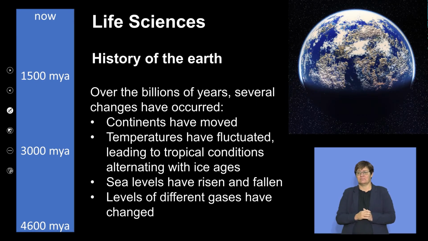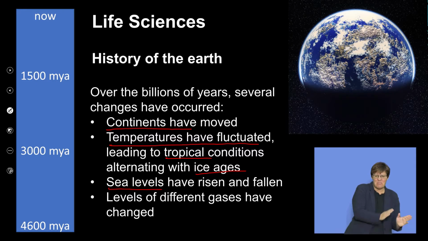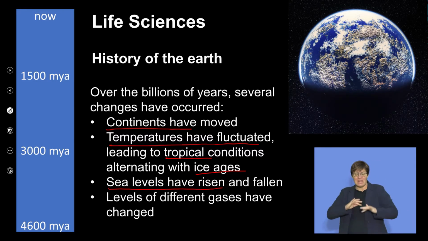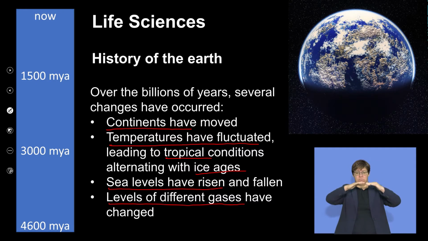Over the past billion years, lots of things have changed. The continents have moved. The temperatures have gone up and down, leading to tropics and ice age conditions. Sea levels have risen and fallen, and the levels of different gases in the atmosphere have risen and fallen. And this has affected the animals which could live in those particular conditions.